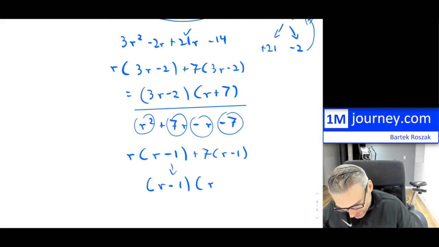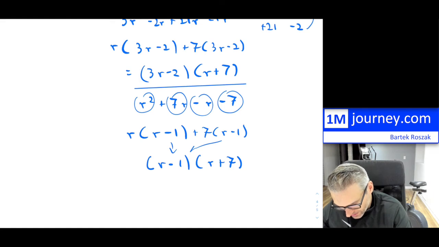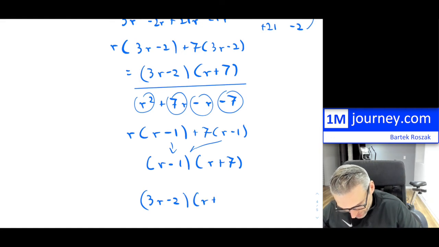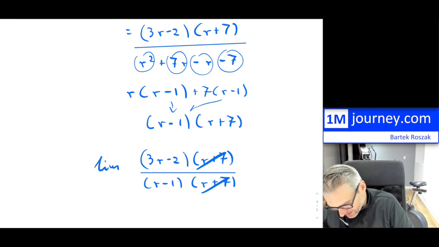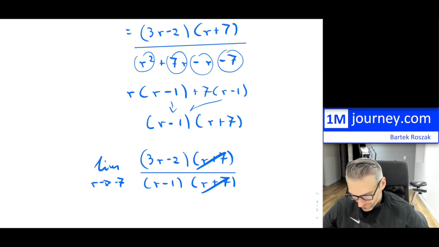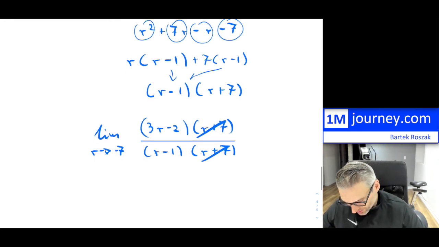That's from here, right? Factored out. And then r plus 7. Okay, perfect. So in that case, what I'll have now is 3r minus 2, r plus 7, all over r minus 1, r plus 7. So these two will cancel. They'll factor out. So this is the limit as r tends towards negative 7. And hopefully we'll get something good here.